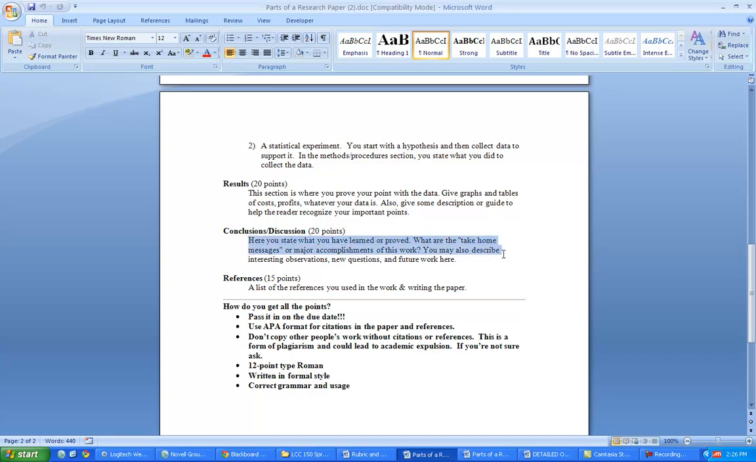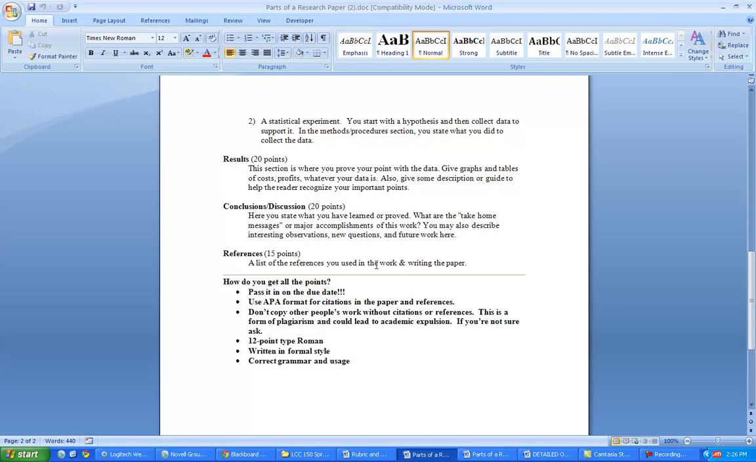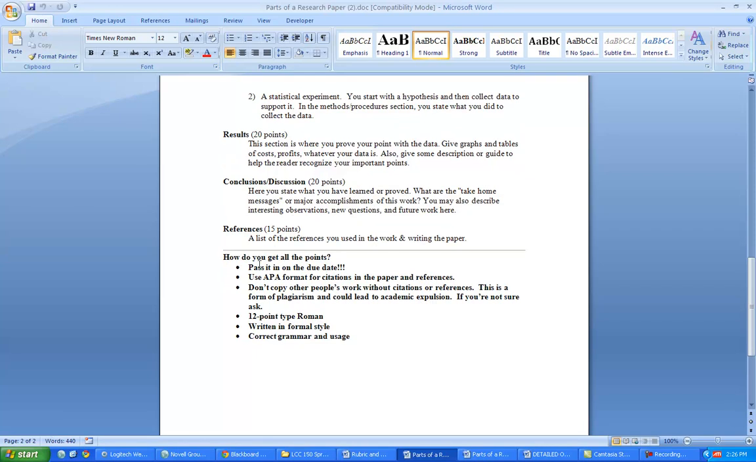If you give me just 4 or 5 sentences on this, you know you're going to be in trouble. But I'm not looking for 22 pages either. The references. This has to be references in all of the things that you do. So citations. Okay? Please pass it on due date. That's how you get all the points.